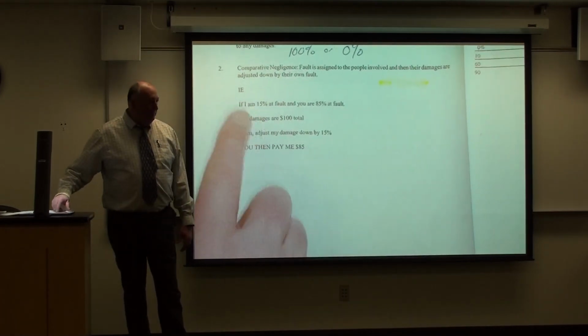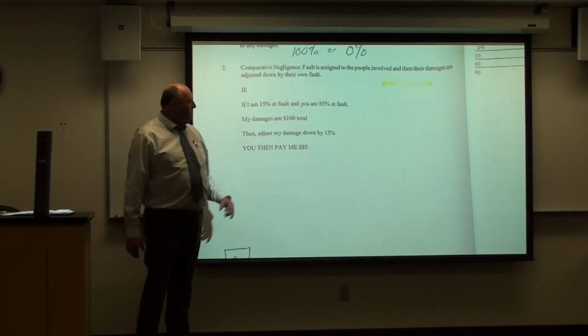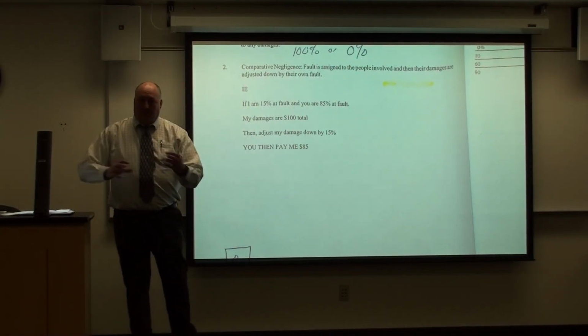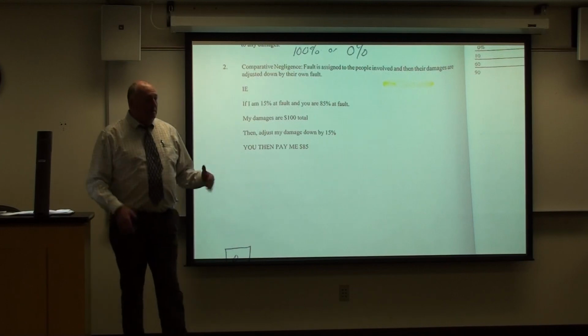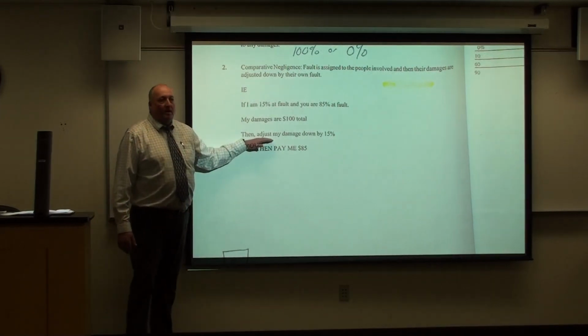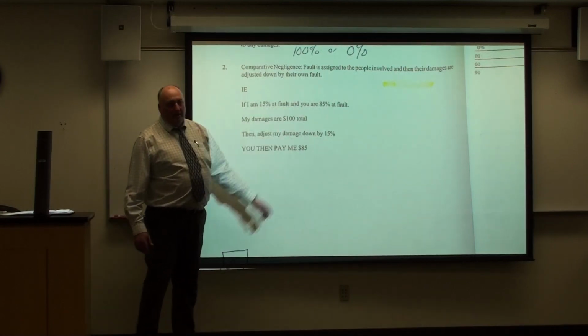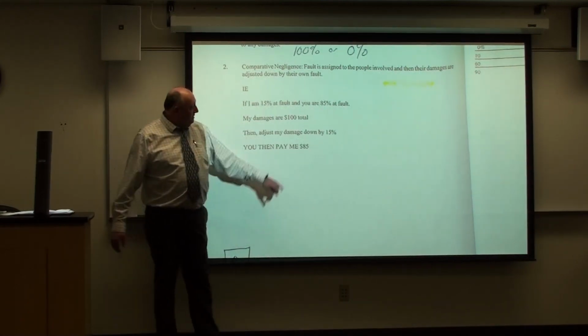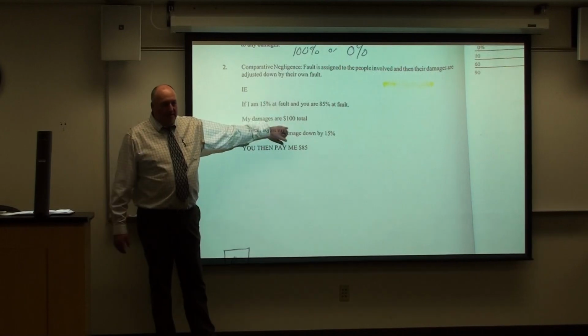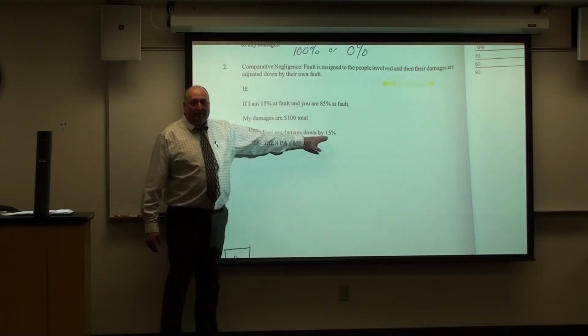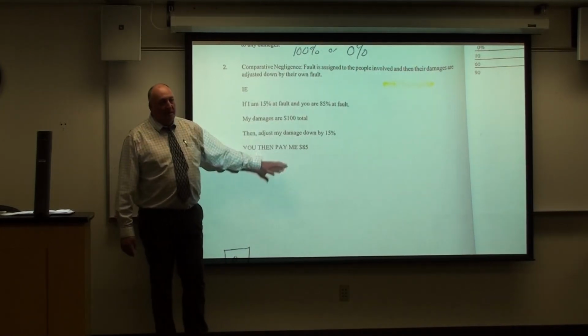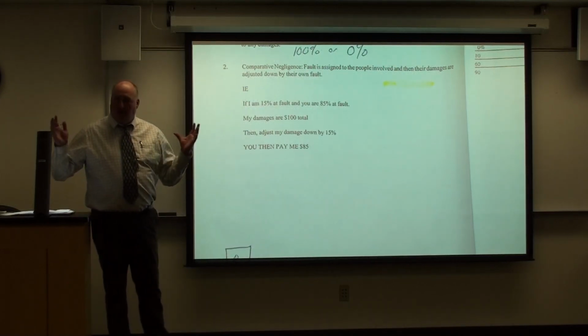Now we go under what we call comparative fault, or comparative negligence. Basically, the jury will determine percentages, and then you deduct the person's own fault from what they recover. So if I'm 15% at fault, and the other person's 85%, if I had $100 of medical bills or whatever, you adjust it down by my own fault, and the other side would pay me 85%. That makes sense? Purely logical, right?